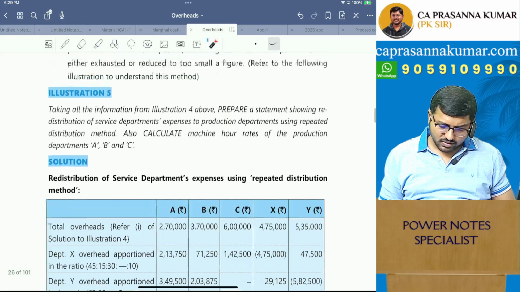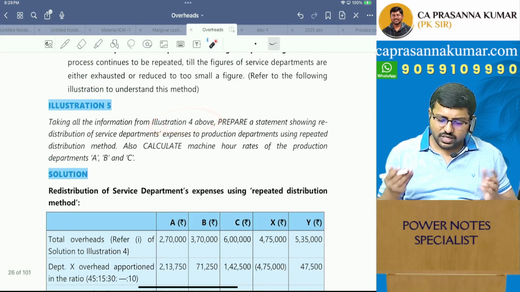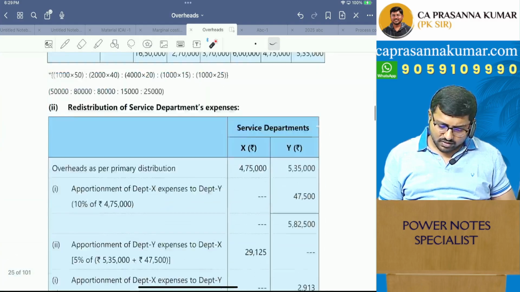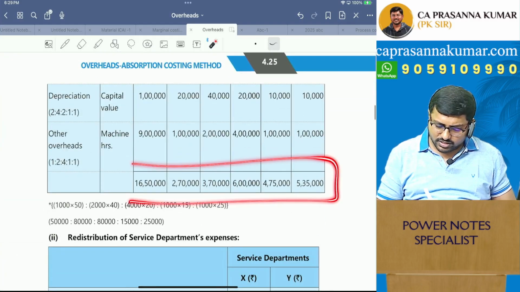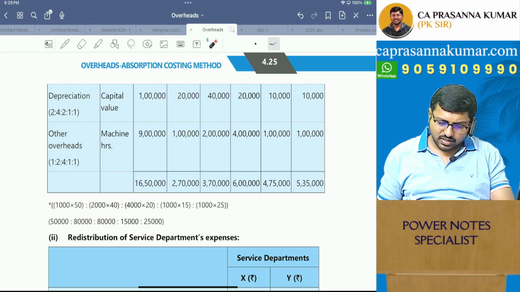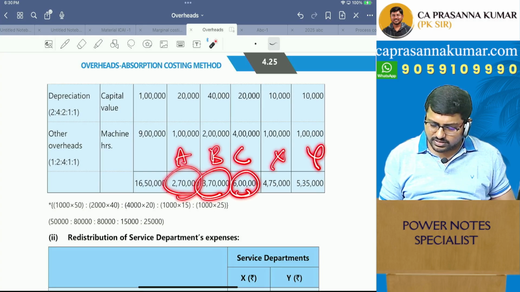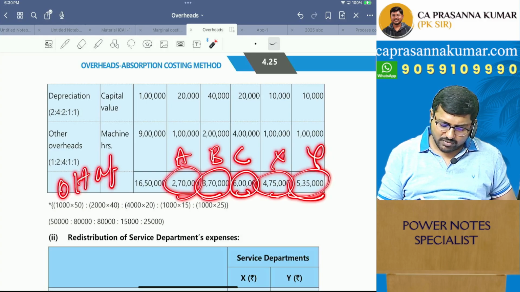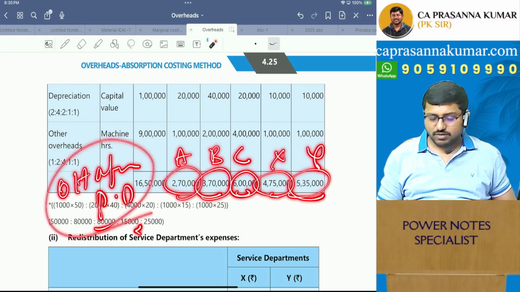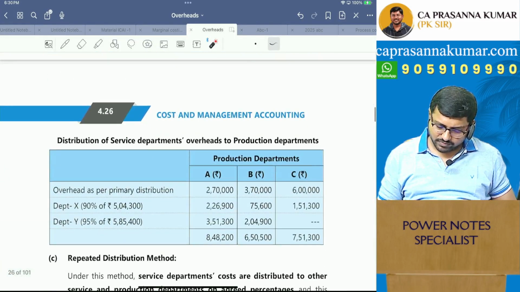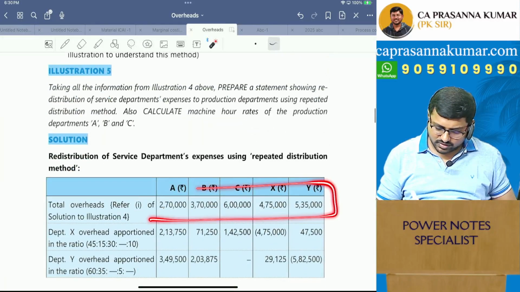For illustration 4 only, he's asking you to do it as per repeated redistribution method. Now, first of all, as usual, we are done with primary distribution. Take these numbers. You have 2,70,000, 3,70,000, 6 lakhs. This is for A, B, and C. This is for X and Y. Take these numbers first. This is overheads after primary distribution, or overheads after apportionment: 2,70,000, 3,60,000, 6 lakh, 4,75,000, 5,35,000. You have taken this. This is step 1.